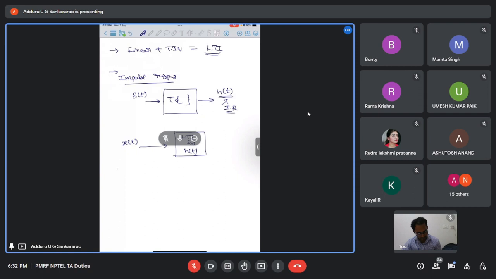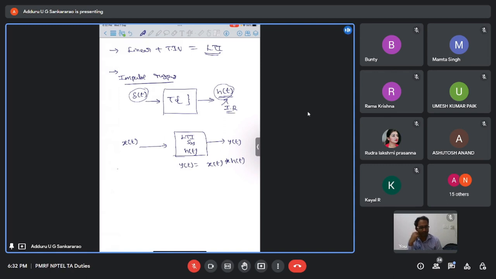Now let us say the LTI system is characterized by its impulse response h of t, and x of t is given as input. Then let us say y of t is the output. The output is given by the convolution of the input and the impulse response. If I give the input as del of t, the impulse, then the output is nothing but the impulse response.